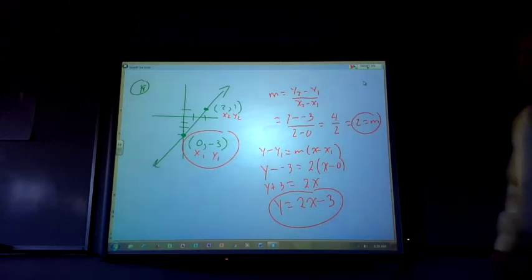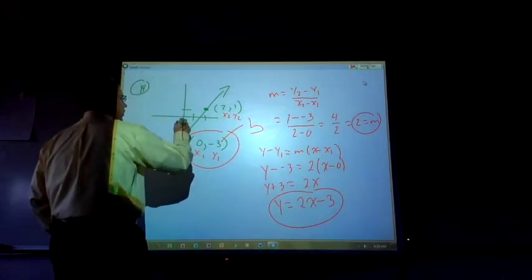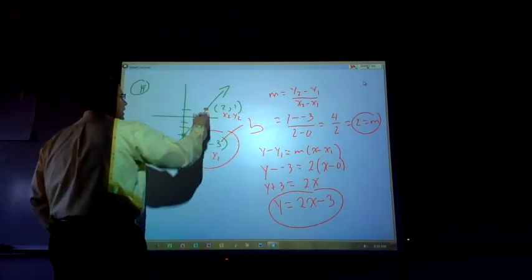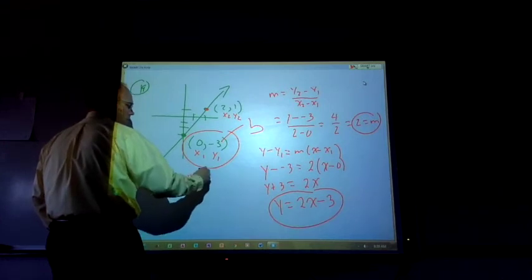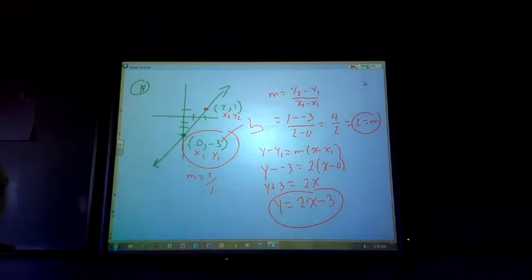Okay. Another way you could have done this, if you recognized this to be b, you could have counted up 2 over 1, up 2 over 1. Realize your slope is 2 over 1. And then you just plug it into y equals mx plus b that way. Same answer.